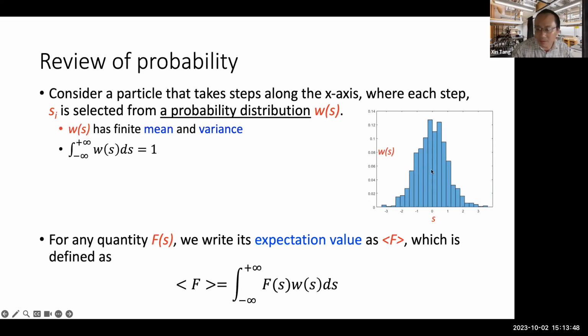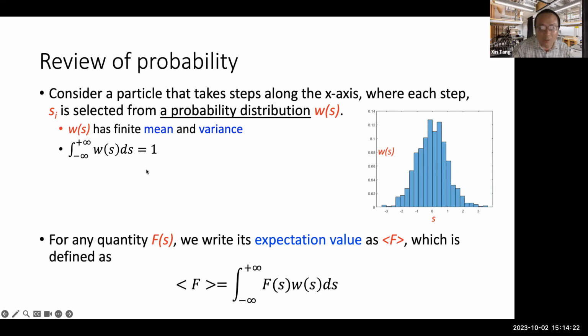That 1 actually means 100%. So it means all the possible step sizes and their corresponding possibilities are accounted for. So for each one step you have 100% chance to make it happen. So this can be summarized into one equation, that is the integration. So overall 100% possibility for that one step.